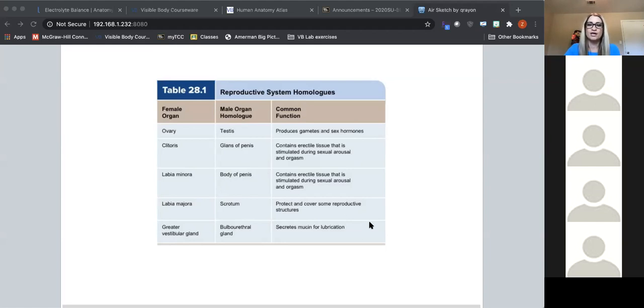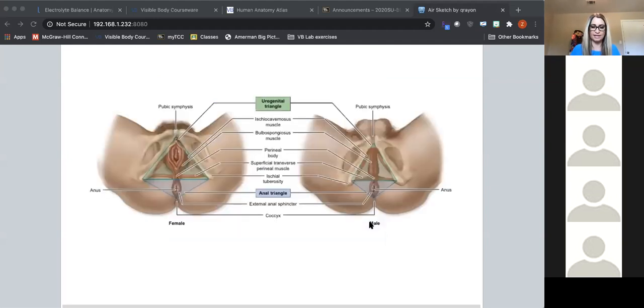All right, so let's look at the anatomy of the perineum. The perineum is the diamond-shaped area between the thighs, and this is what we're looking at here in females and males.